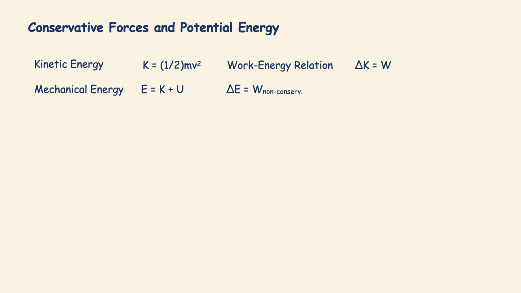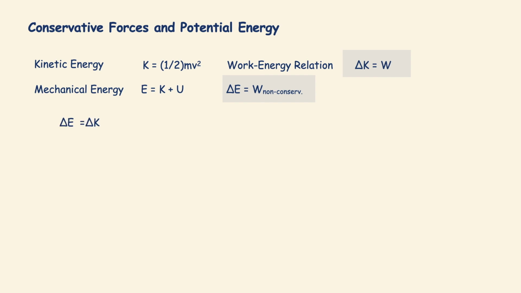The mechanical energy is defined as the sum of the kinetic and the potential energy. And in terms of the mechanical energy, the work-energy relation actually looks slightly different. The change in the total mechanical energy is equal to the work of only the non-conservative forces. So here we have ignored the work of the conservative forces on the right-hand side of the equation. So why do we have two work-energy relations, and what good is it, and which one should we use, and what's the difference?